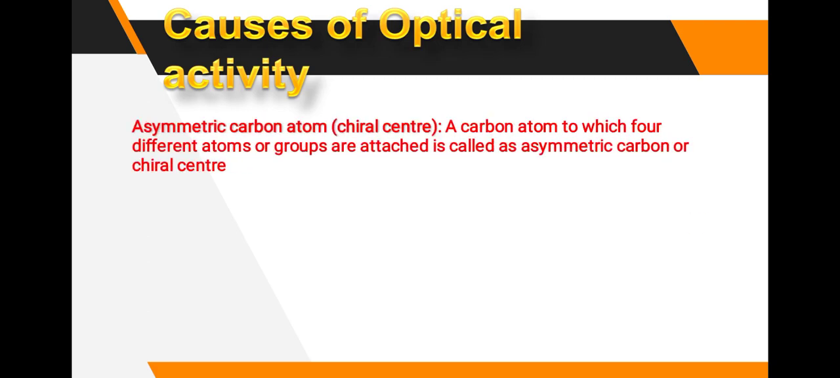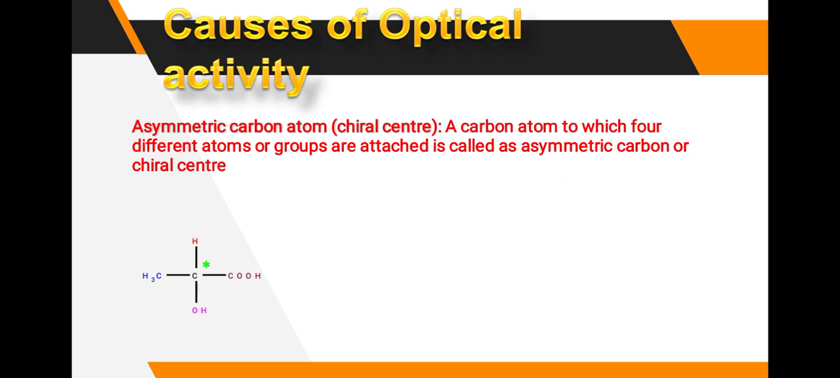This is important. Then an asymmetric carbon atom is called a chiral center. A carbon atom to which 4 different atoms or groups are attached is called an asymmetric carbon. Okay, when you consider a chiral center or asymmetric carbon, at that time the 4 different groups are present. That means all 4 groups are different. At that time that carbon is asymmetric or chiral. Okay, see here the example. Here the chiral carbon is there. The different atoms or groups are attached: hydrogen, carboxylic, then hydroxyl, methyl.